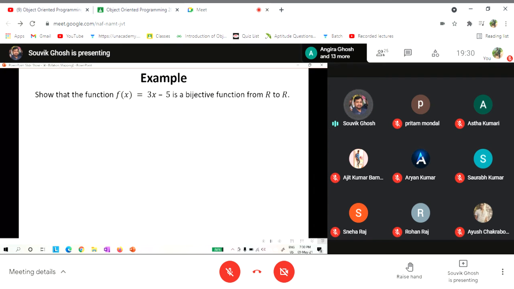So we have one example with us. What example do we have? We have a function f(x) equal to 3x minus 5, and we have to show that this function is a bijective function from R to R.